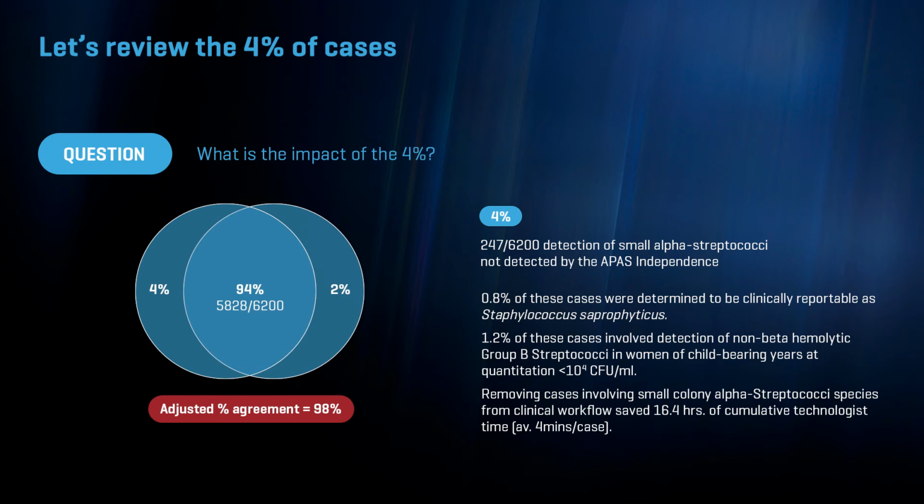Removing the cases of the small colony variants, however, has an interesting side note to our evaluation. Even though those cases often grow and are reviewed by the tech, they are almost never clinically reported and shown to be clinically significant. So removing those from the workflow as identified by the APAS, removing all those small colony variants actually saved us a cumulative amount of almost 16.5 hours, where the average time it takes for a tech to look at a plate of limited significance was about 4 minutes.